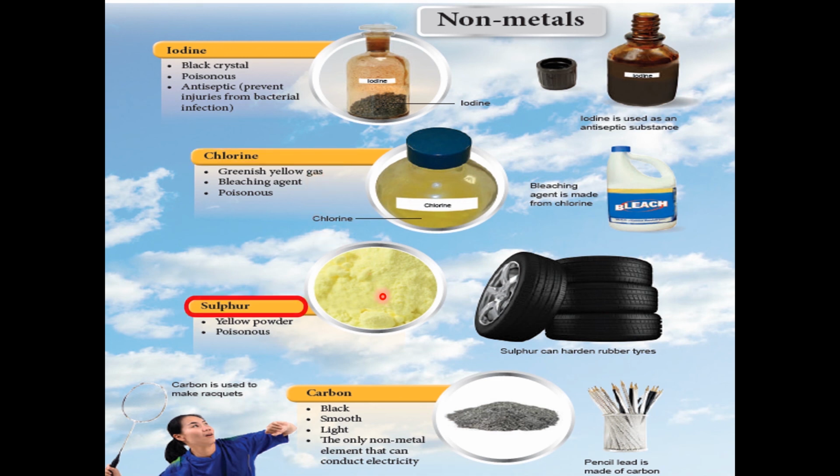Sulfur. Sulfur is a yellow powder and toxic. Sulfur is used to make insecticides, fireworks, paints, and cleaning agents. Sulfur can also be used to harden rubber tires. Carbon. Carbon is a black solid, light, smooth, and can conduct electricity. Carbon is used to make brackets, pencil leads, and electrodes in dry cells.